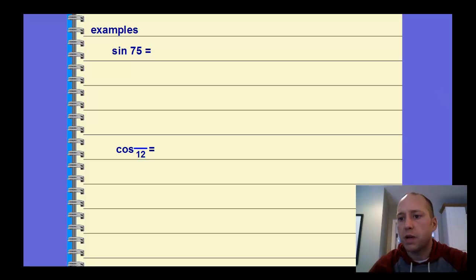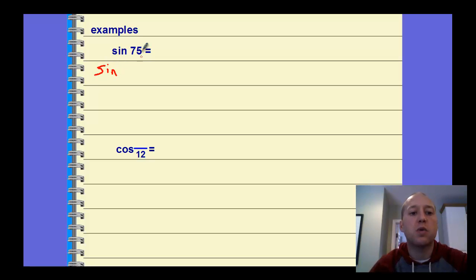So let's start with some basic ones here. If we have the sine of 75, that's not on the unit circle, so we can't find that exact value with the unit circle. We could plug it in the calculator and approximate, but we could use our sum and difference formulas to help us find the exact value of this.